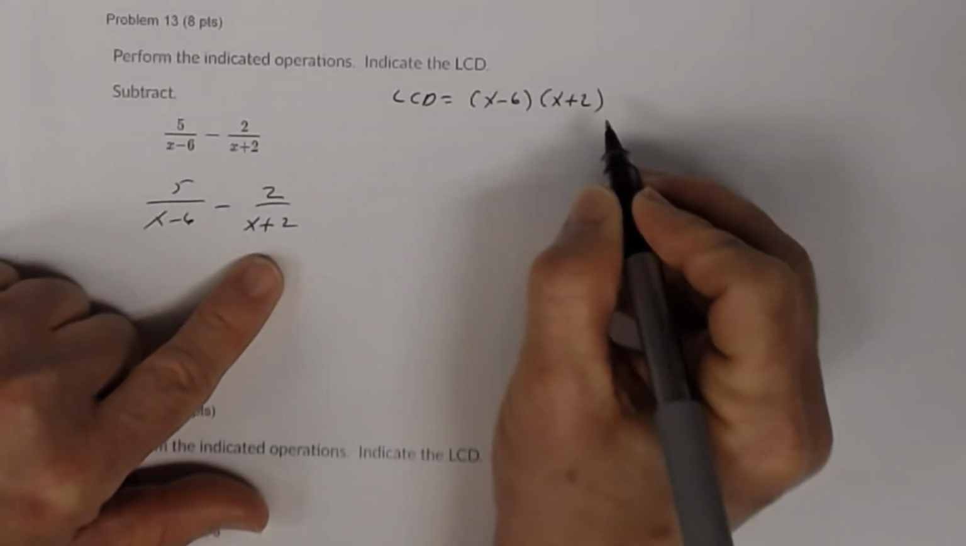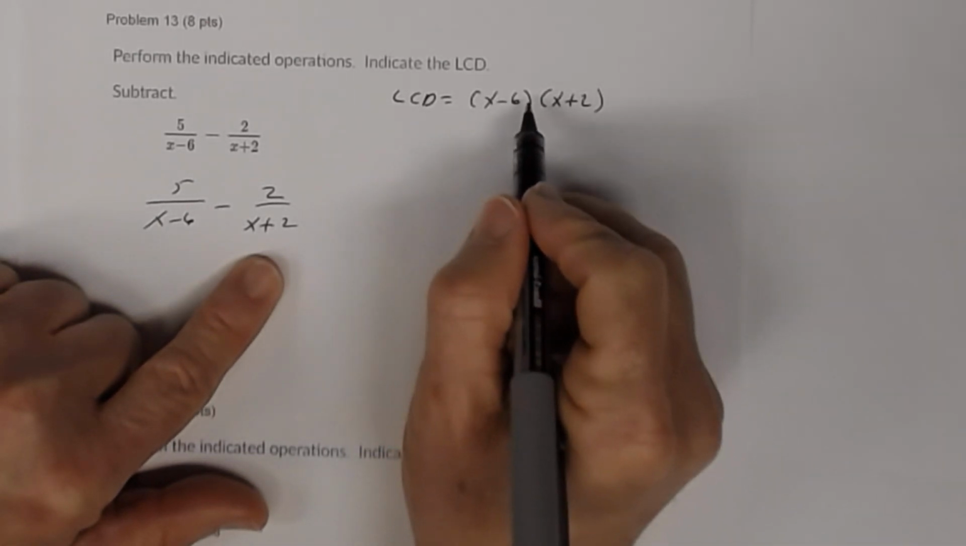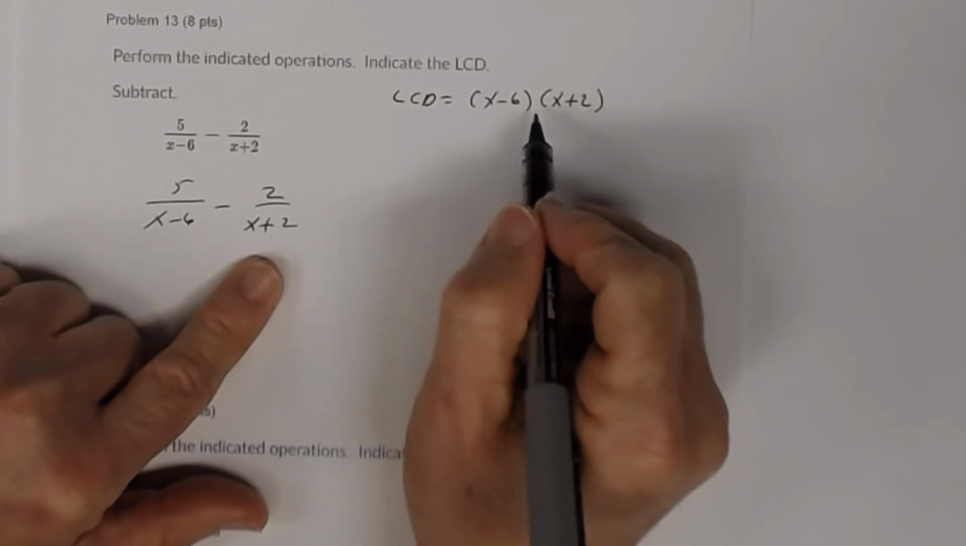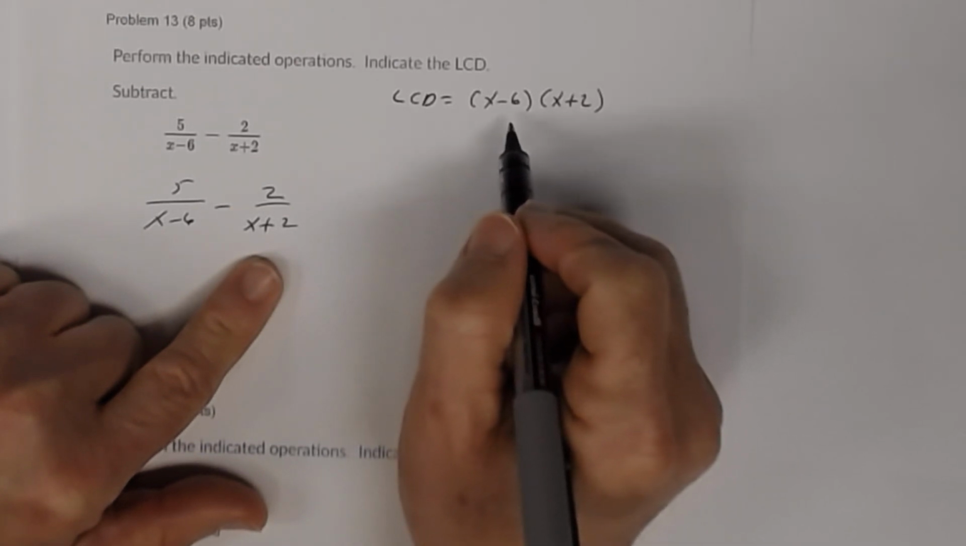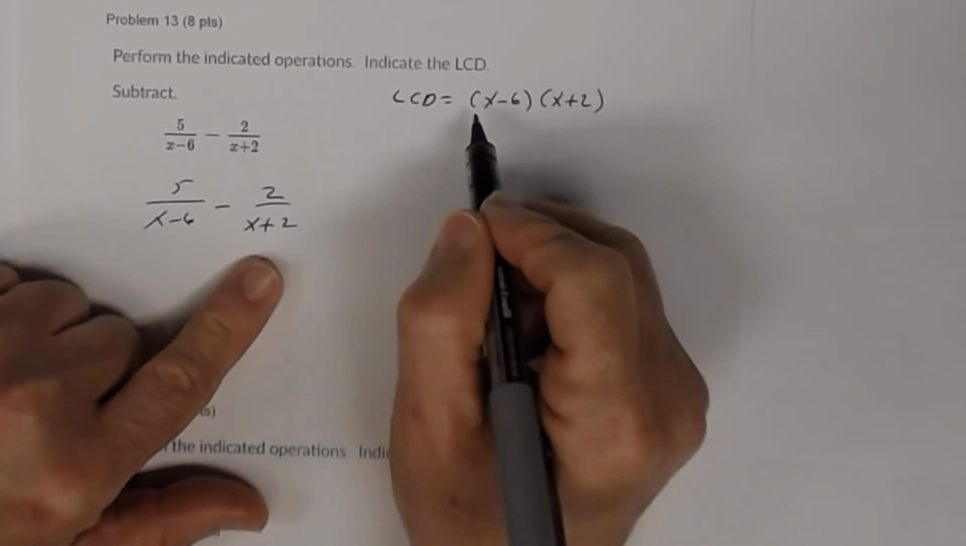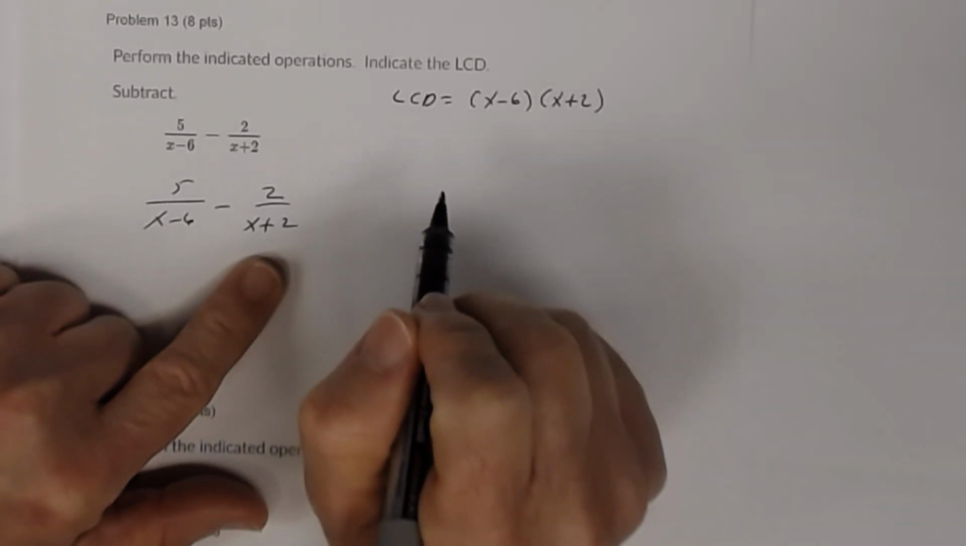That's part of the LCD. Now remember, the least common denominator is a product of those factors. So don't separate them by commas. That's not the least common denominator. The least common denominator you have to write as a product. So you have to make sure you write it as x minus 6 times x plus 2.